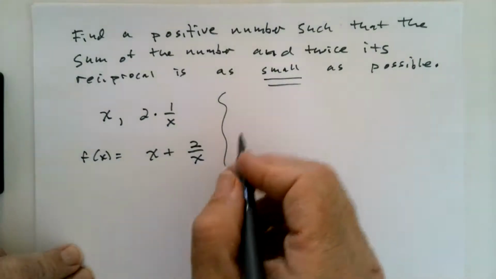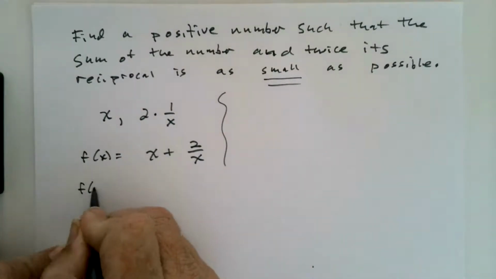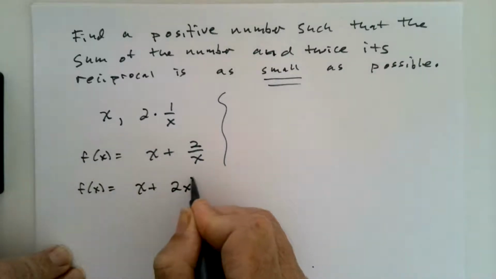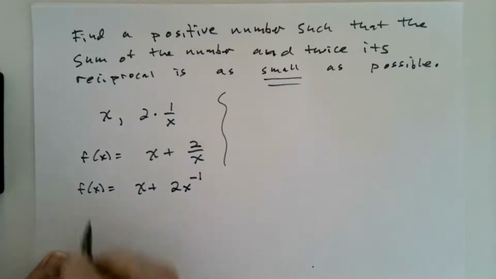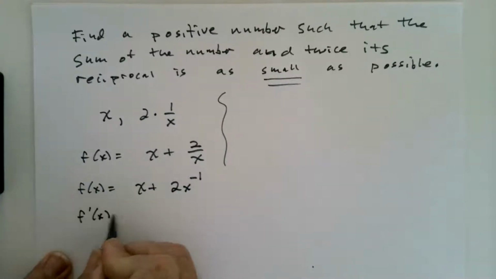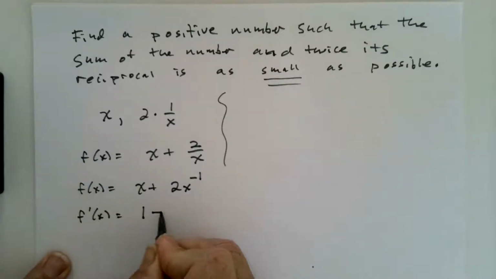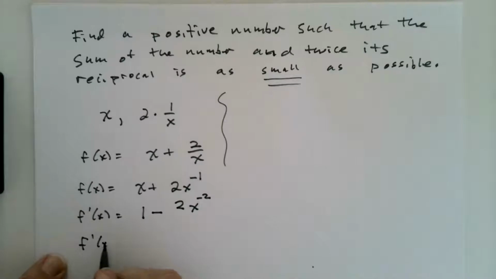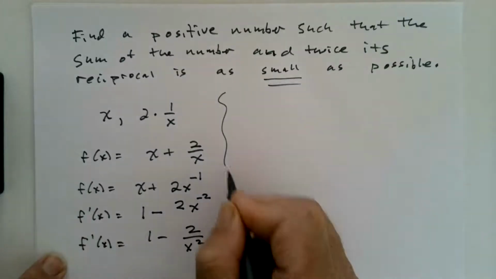So what are we going to say here? What is f prime of x? Well, first of all, f of x is x plus 2x to the negative 1. So f prime of x is 1 minus 2x to the negative 2. So I get f prime of x is 1 minus 2 over x squared.